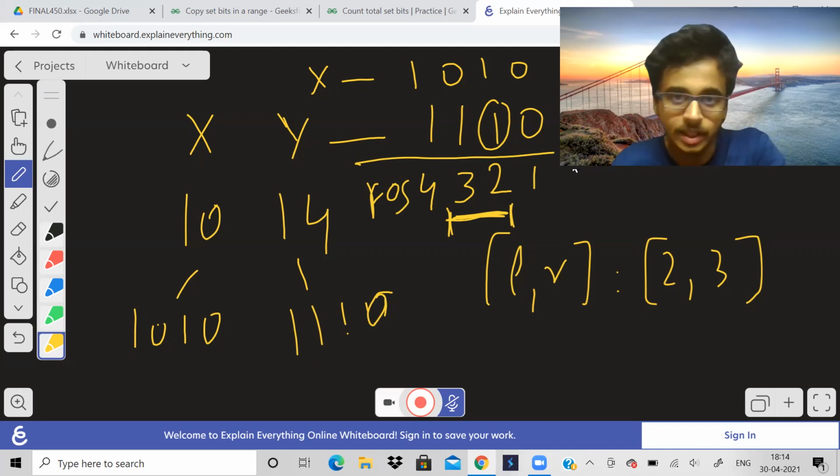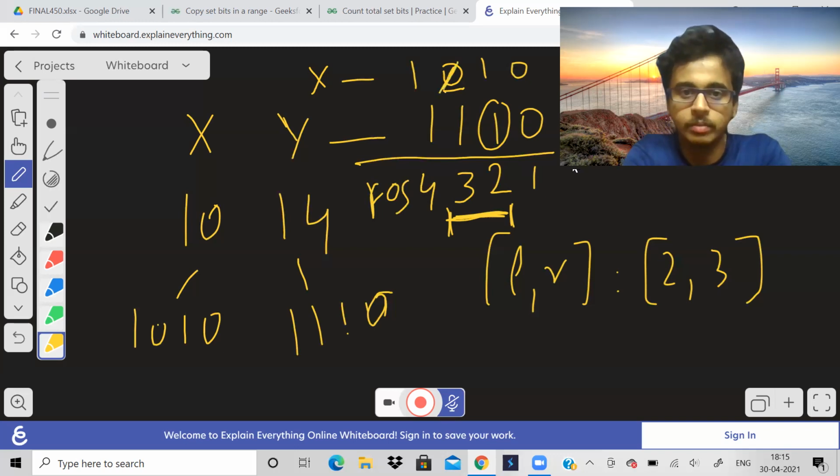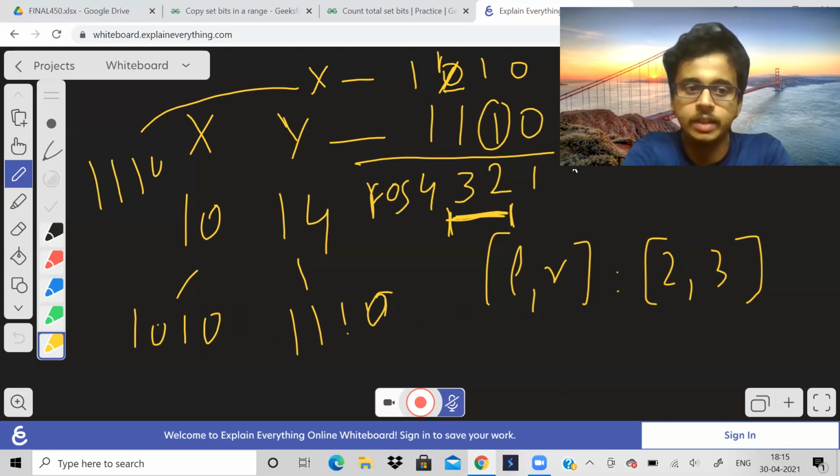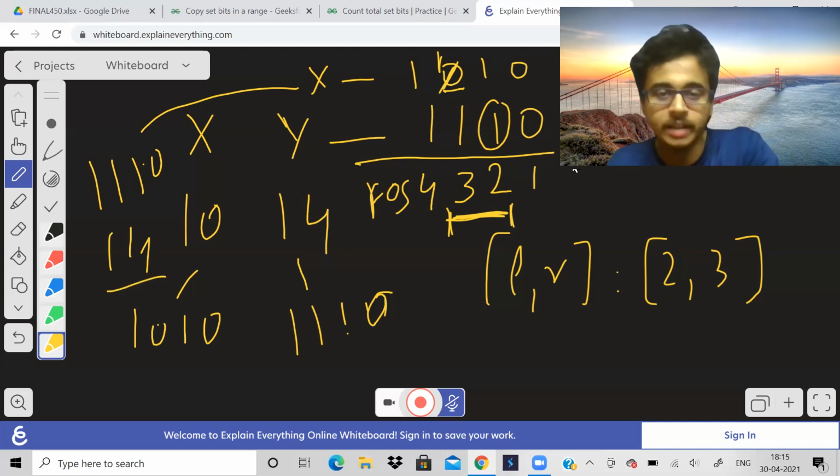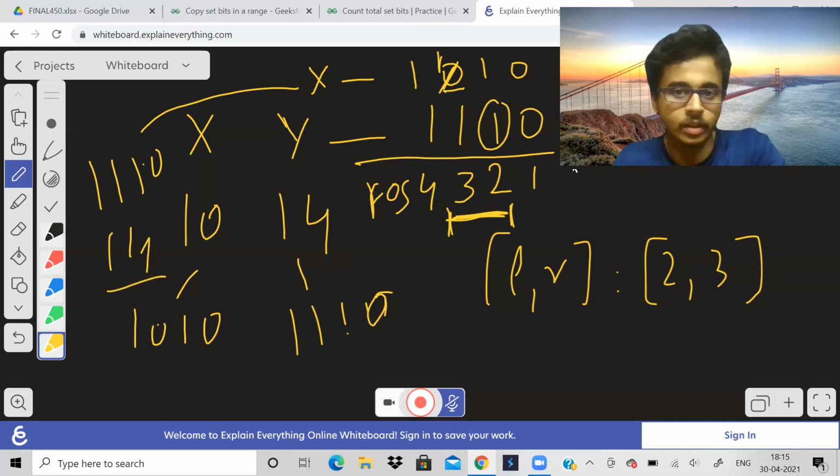But look at position 3. At position 3, the bit in y is set. Set means 1. Just remember, set means 1. But if you look at this position in x, it is 0. It is not set. So we have to set. So this 0 will become 1. So ultimately, x becomes 1 1 1 0, which is equal to 14. 1 1 1 0 is binary, 14 is the decimal.